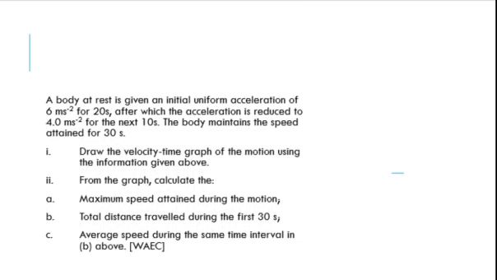Now going to a third question here. We have that a body at rest is given an initial uniform acceleration of 60 meters per second squared for 20 seconds, after which the acceleration is reduced to 4 meters per second squared for the next 10 seconds. The body maintains the speed attained for 30 seconds. So we have to draw the velocity-time graph of the motion and use the information to calculate the maximum speed.